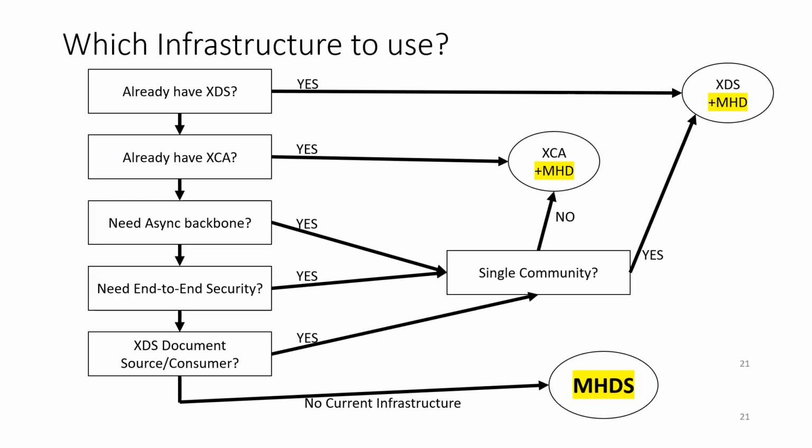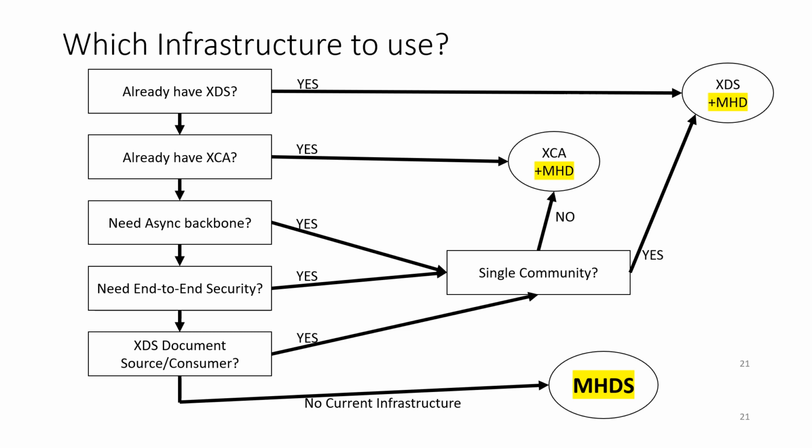So I've shown you XDS, I've shown you XCA, I've shown you MHDS. So which infrastructure should you use? You've got three choices, and that's just unusual. IHE tends to give you exactly one solution. There still are some rather simple questions. Do you already have XDS in place? Do you have an infrastructure? If you do, then keep it.